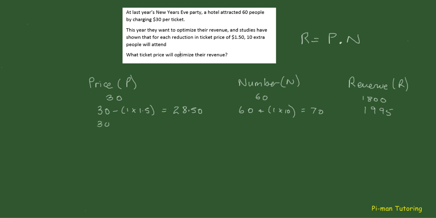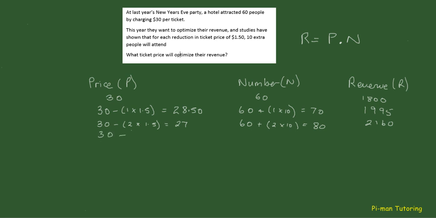So the next step would be 30 minus 2 lots of $1.50. So that takes us down to $27. The number of tickets we sell will now be increased by 2 lots of 10. So we will actually sell 80 tickets. And if we multiply 27 and 80, we get 2160. So we can see that the revenue is continuing to climb. Keep filling in the table.